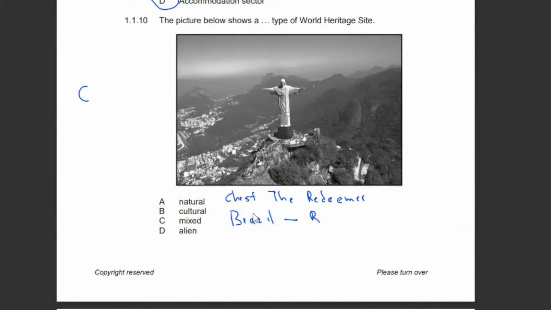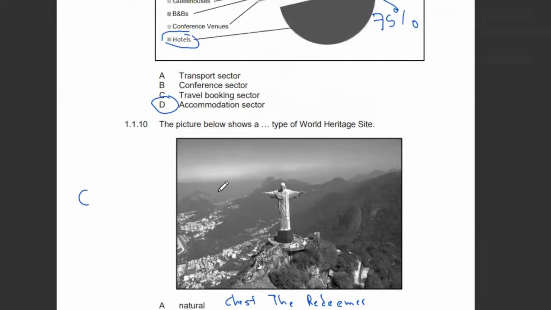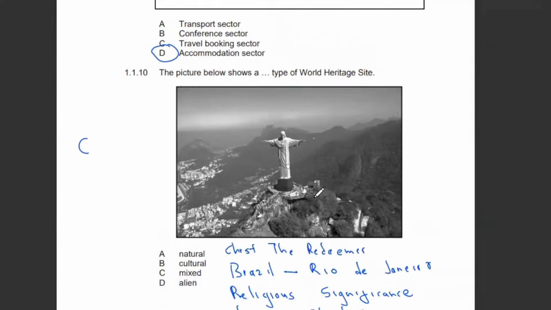Then the city is Rio de Janeiro. It is also an icon of religious significance. In terms of the description, it is a large statue of Jesus Christ. Now let's go back to the requirements of the question so that we can address the demands of the question.